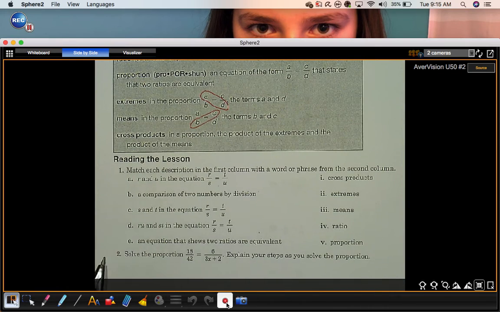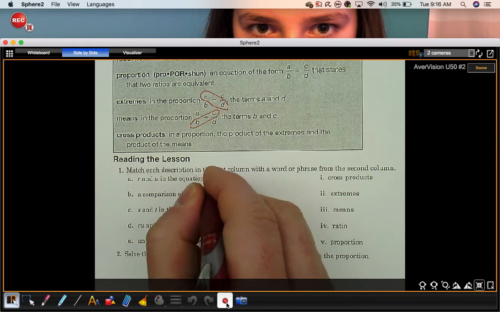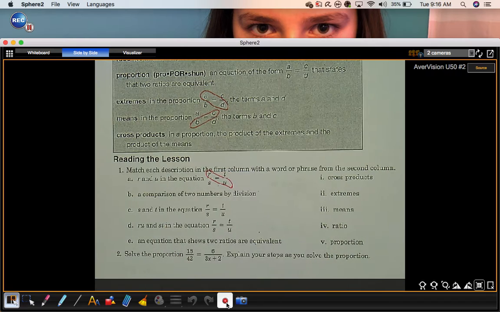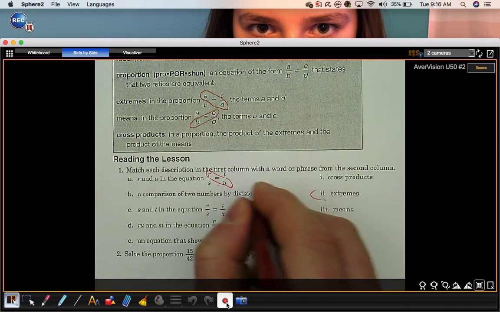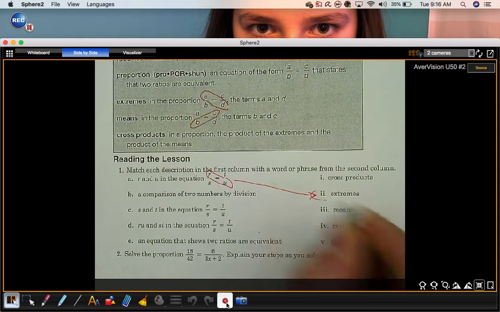So we're just matching. R and U in this equation. What do you call R and U? Those are your extremes. I was going to circle it. Why would I circle that? There we go.